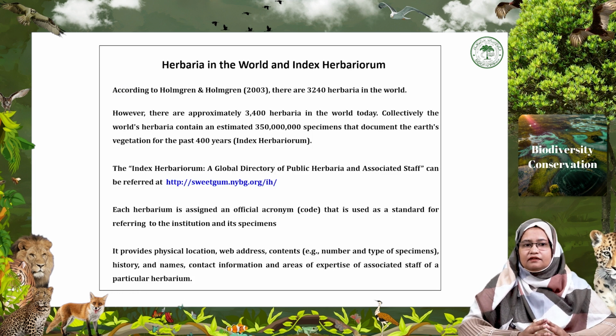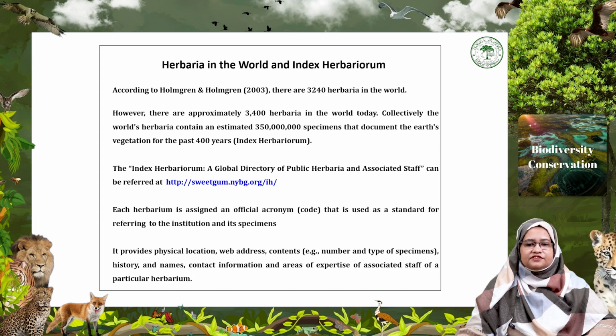Then herbaria in the world and the Index Herbariorum. According to Holmgren and Holmgren, there are 3,240 herbaria in the world. However, there are approximately 3,400 herbaria in the world, and they have a number of specimens that document the earth's vegetation of the past 400 years, and that is called the Index Herbariorum. The Index Herbariorum is a global directory of public herbaria, and associated staff can be referred from this particular link. Each herbarium is assigned an official acronym, called a code, that is used as a standard for referring to the institution and its specimens.